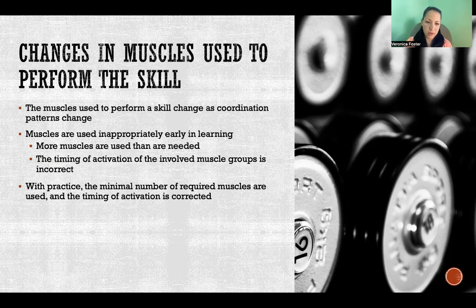The timing of activation of the involved muscle groups also happens incorrectly in the beginning. Then with practice, we reverse that. We learn to use just the minimal number of the muscles that are required as we unfreeze our degrees of freedom, and the timing of the activation is corrected.